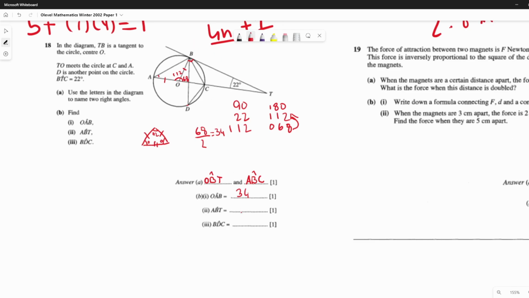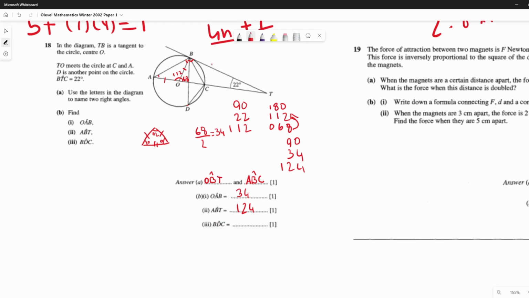All right. The next thing they want us to find is ABT. So we know that this is 34 and we know that that is 90. So this is pretty simple. It's just 90 plus 34, which is 124. So that is just 124 right there.